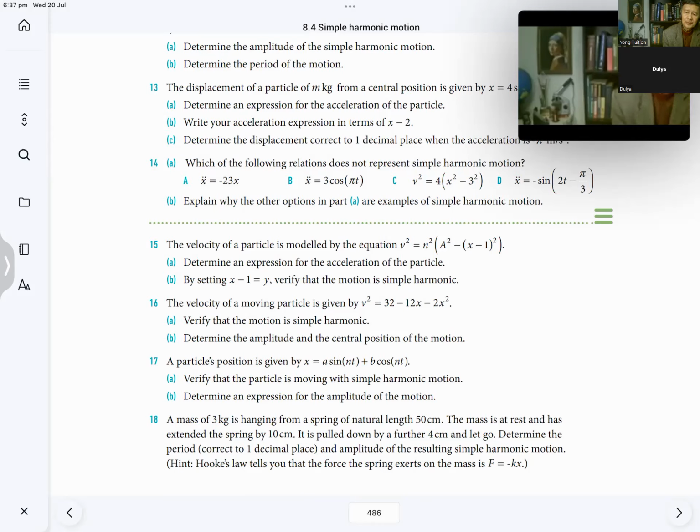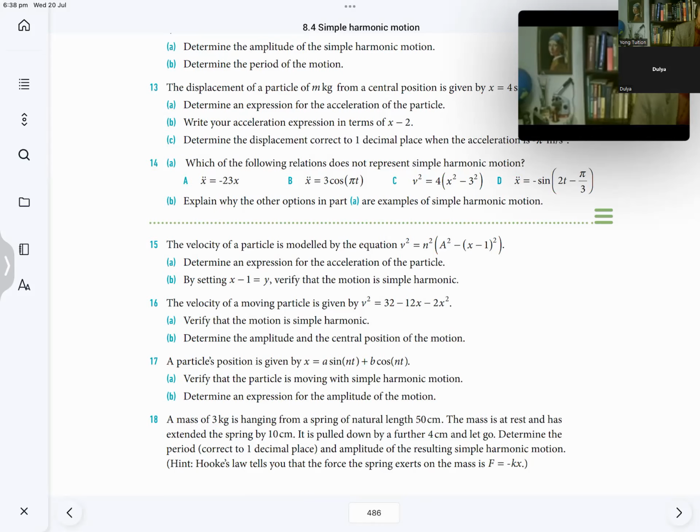Question 14. Which does not? That is an opposite question. Or you can pick out which does first. Option A represents a typical simple harmonic motion, so that is not the answer.